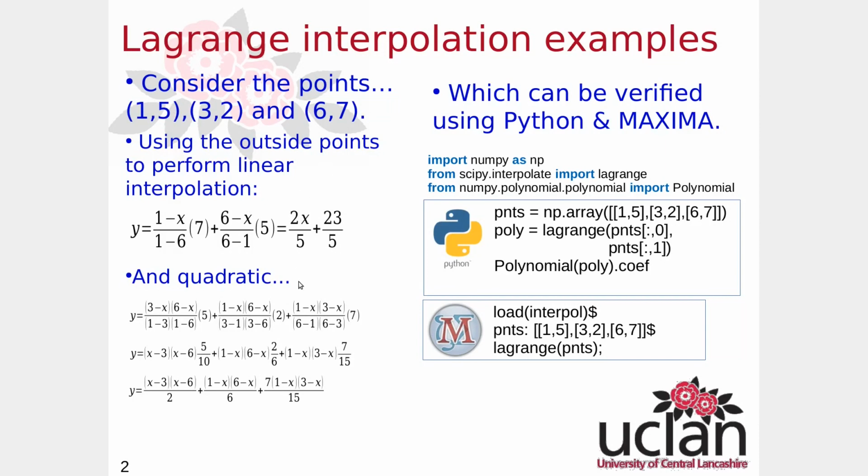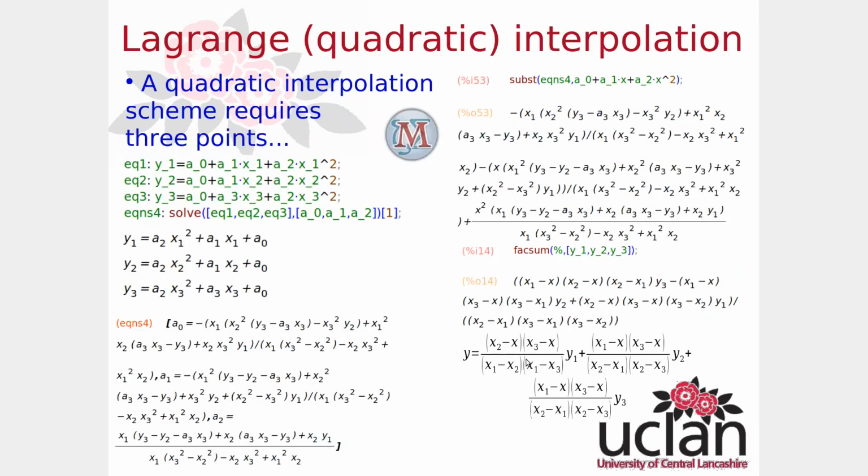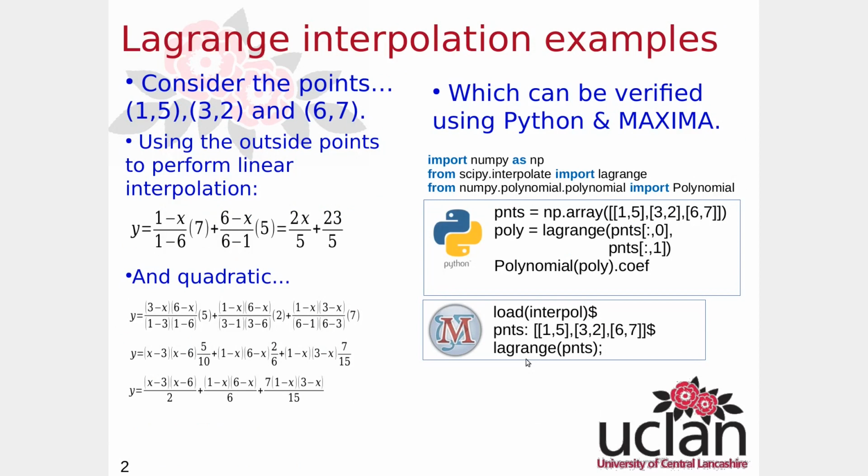And of course we could do a quadratic interpolation. So this is just applying these formulas as is. Of course it can be verified very easily using either the Maxima or Python codes. In Python we need to import NumPy as usual, and then from the SciPy interpolate module we can simply import lagrange, and from numpy.polynomial we'll import Polynomial with a capital P. A little bit complicated, but that is what it is, and that's how it's been packaged within the Python language.